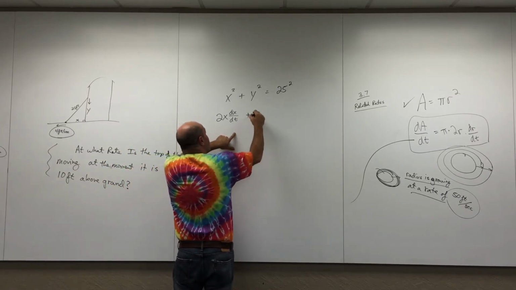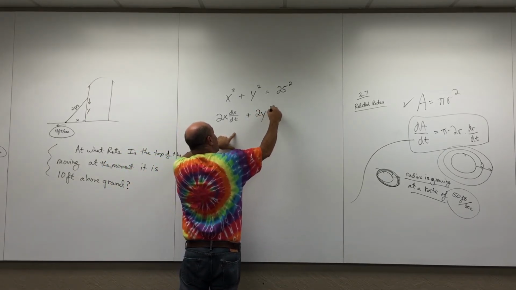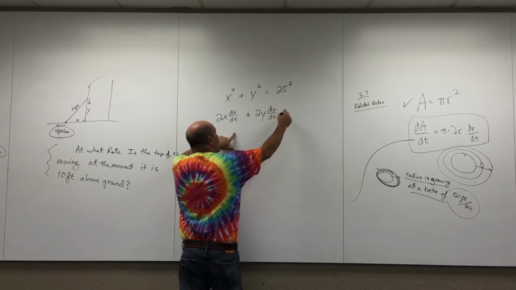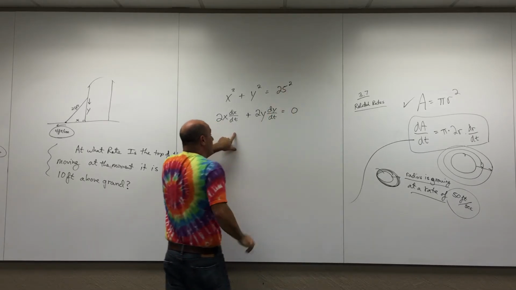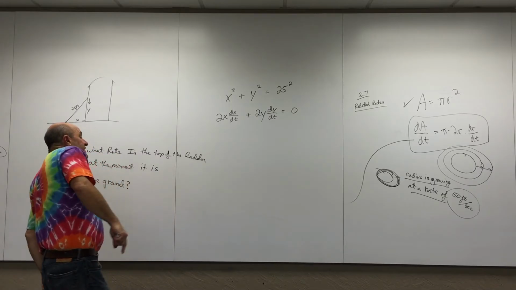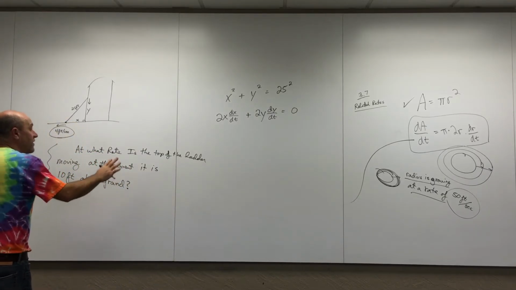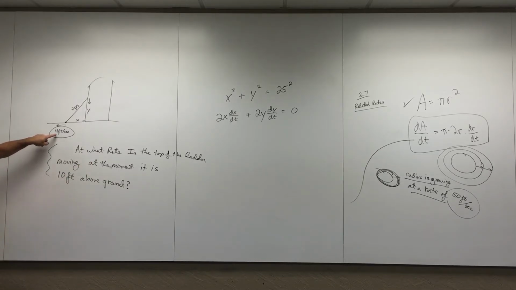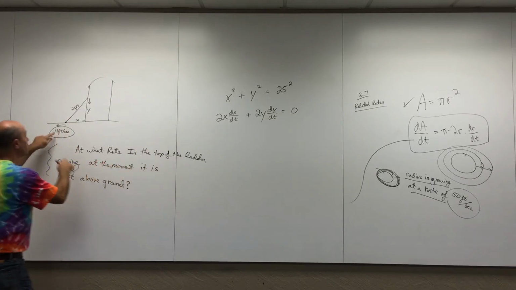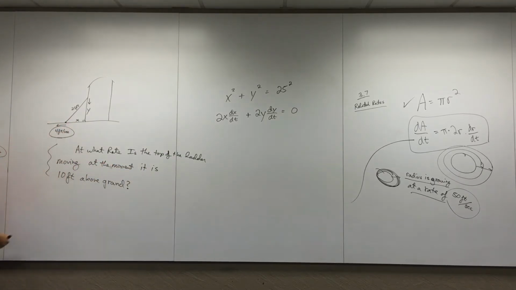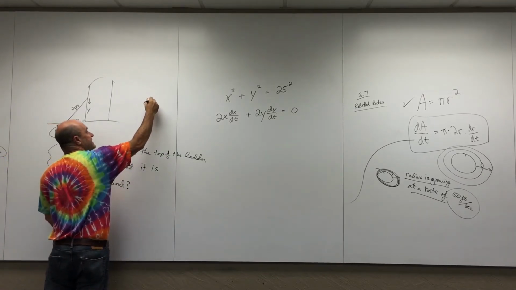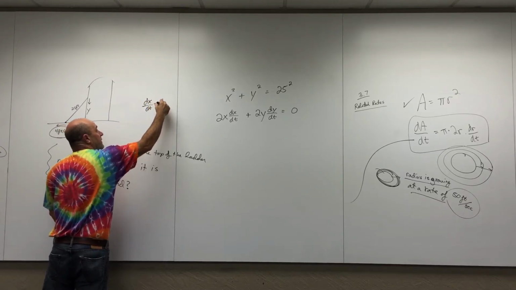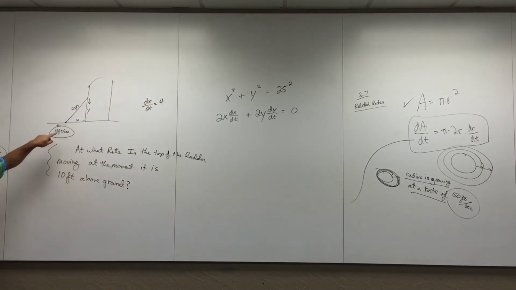Then what? Plus 2y dy/dt equals 0, because that's a constant. Now let me think. What was given over here? 4 feet per second. What is that? That's the rate of change of x. So dx/dt is 4 feet per second. Yeah, you're right.